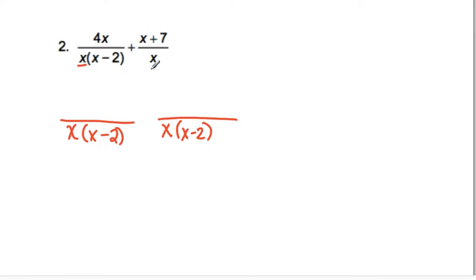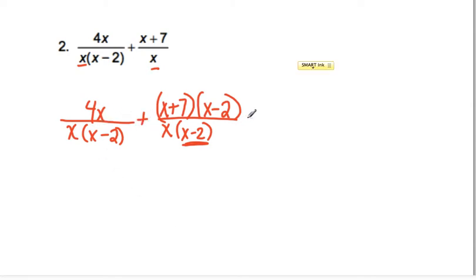Again, this x is in both of them, but I only need it in the LCD once. All right, now, what changed from this denominator to this one? x times x minus 2 and x times x minus 2. Well, nothing changed, so I do not change the top. And then x to x times x minus 2. This is what's new. I multiplied by that, so x plus 7 is a binomial. So I'll put it in parentheses, and then I multiply it by x minus 2.